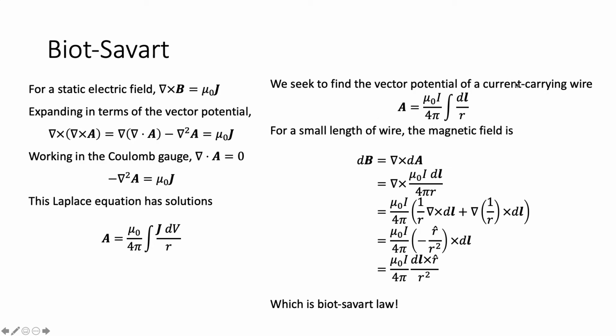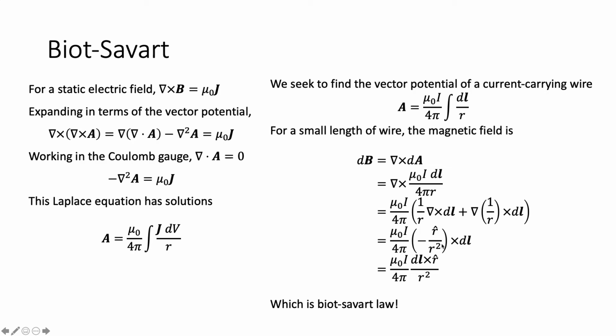So we want to find the vector potential of a current carrying wire. We just replace J dV with I dl, where I is a constant, so you pull it out. So you integrate dl over r, where r is the distance from this differential line element to the coordinate of interest. So for a small length of wire, the magnetic field contribution is given by the curl of dA, which is basically the constants times dl over r. So what is the curl of this thing? We can apply the product rule and notice that dl is constant, so we just need to care about the gradient of 1 over r.